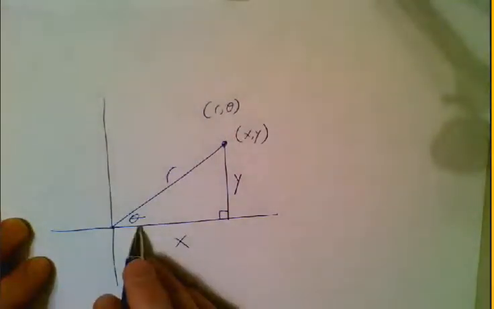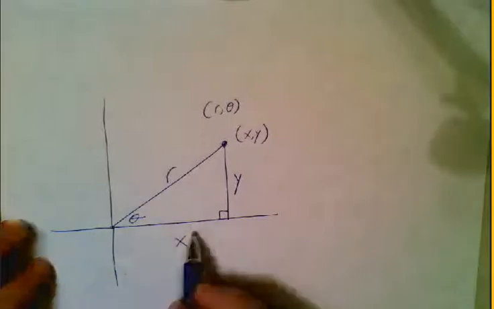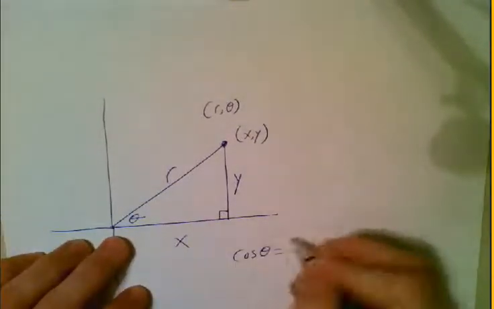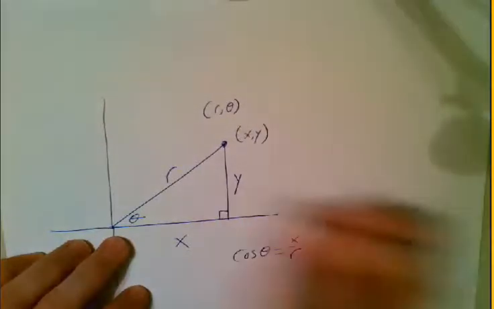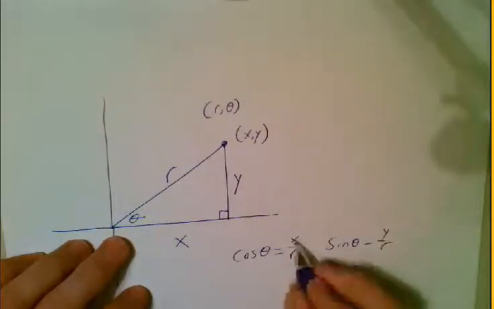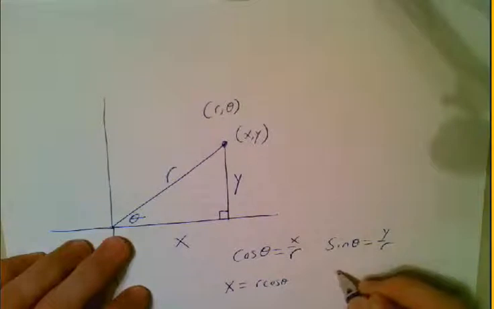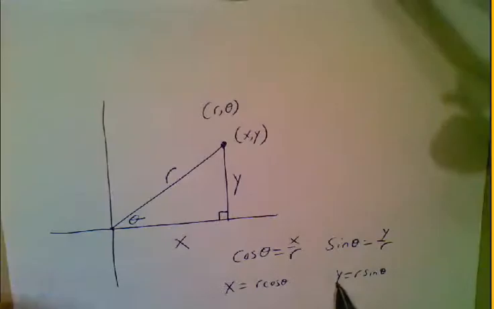If I do a little bit of old-fashioned trig ratios, I can use cosine θ equals x over r, and sine θ equals y over r. Solve for x: x equals r cosine θ. Solve for y: y equals r sine θ, and this is how we convert. So you see how we have r and x related to each other, and r and y related to each other.